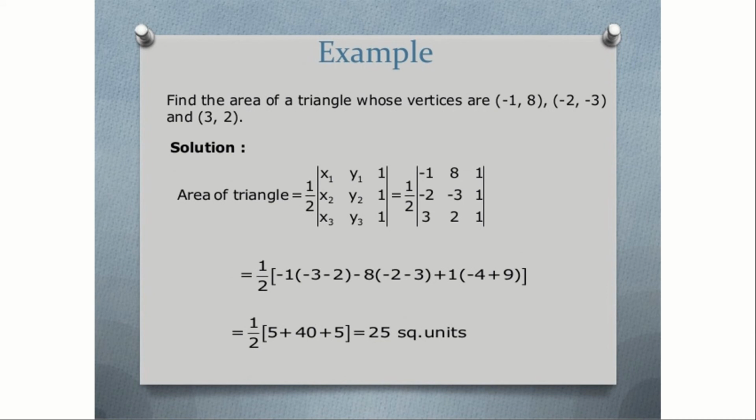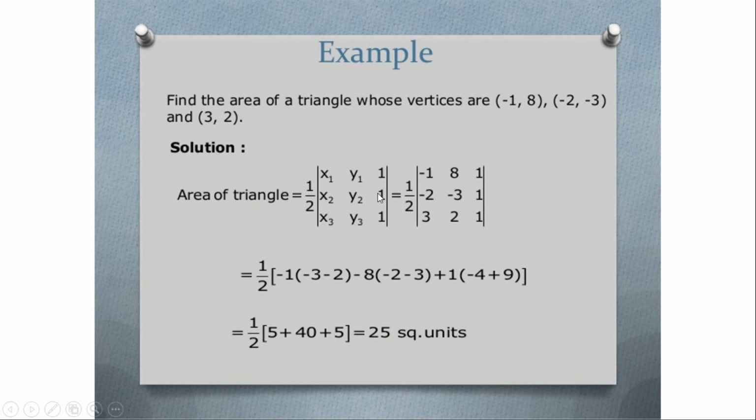Let us do a simple example for the area of a triangle with the vertices (minus 1, 8), (minus 2, minus 3) and (3, 2). Here the first point is x1, y1, the second is x2, y2 and the third is x3, y3. So we have to substitute in the corresponding places. x1 is minus 1, x2 is minus 2 and x3 is 3. And y1 is 8, y2 is minus 3 and y3 is 2. Okay. In the same way we have to calculate the area of the triangle.